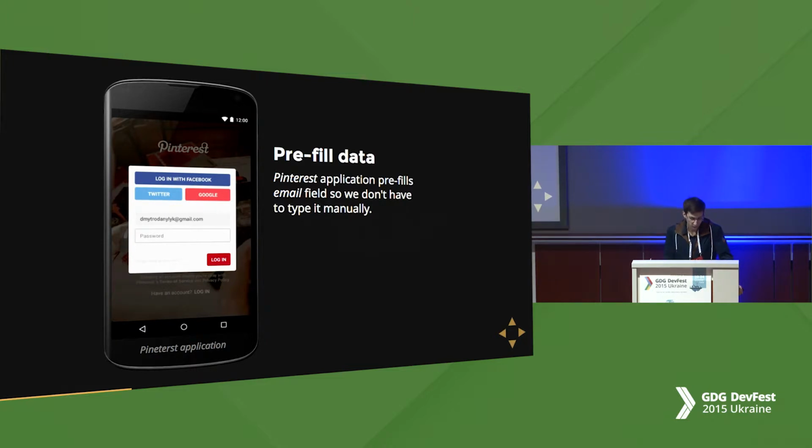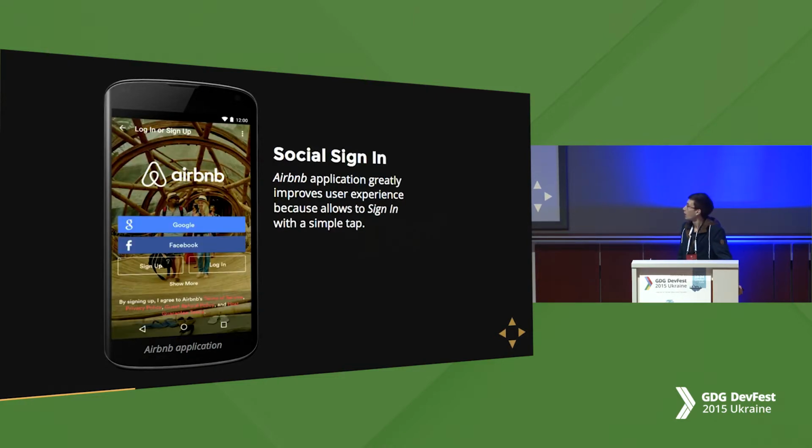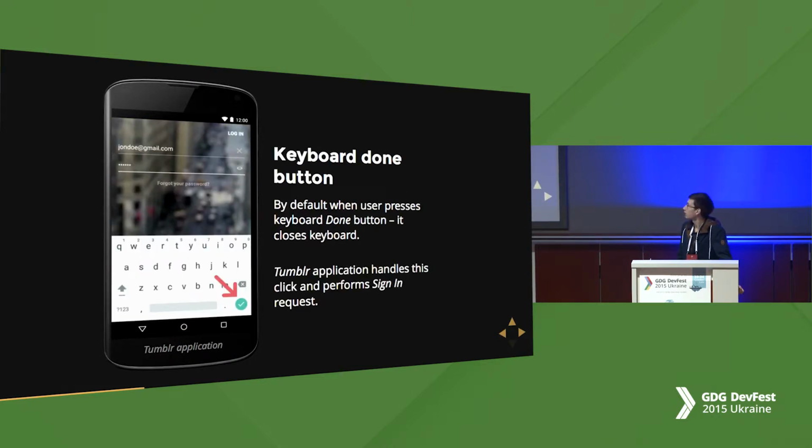Prefilling data. The Pinterest application prefills the email, so we don't have to type it manually. The Airbnb application also includes social sign-in like Google and Facebook, and greatly improves user experience. And the last one is handling of the keyboard done button. By default, when the user presses the keyboard done button, it closes the keyboard, and the Tumblr application handles this. When you click the done button, it performs a sign-in request for us.